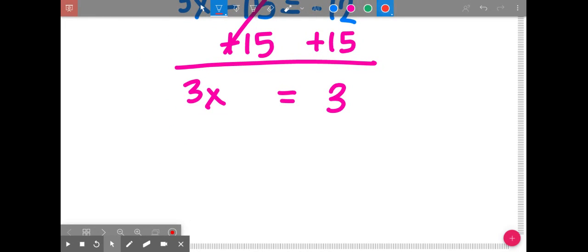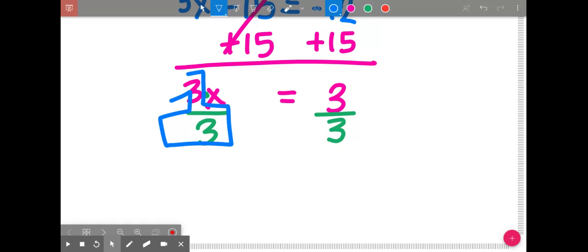Now, 3x is a multiplication. They're multiplied together. It's 3 times x. And I know that to undo multiplication, I have to divide. So I'm going to divide by 3 over here. And if I do it to that side, I have to do it to the right side. Now something interesting happens here. 3 divided by 3 is 1.